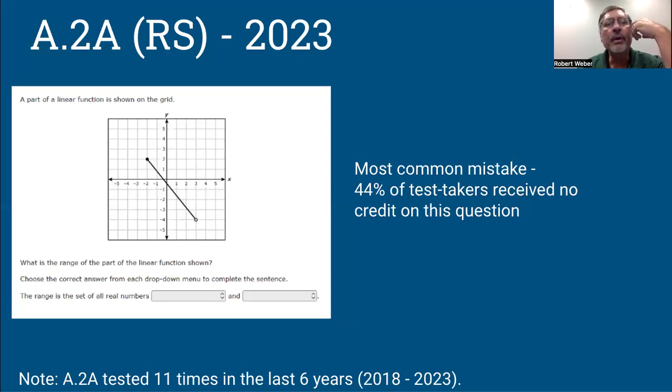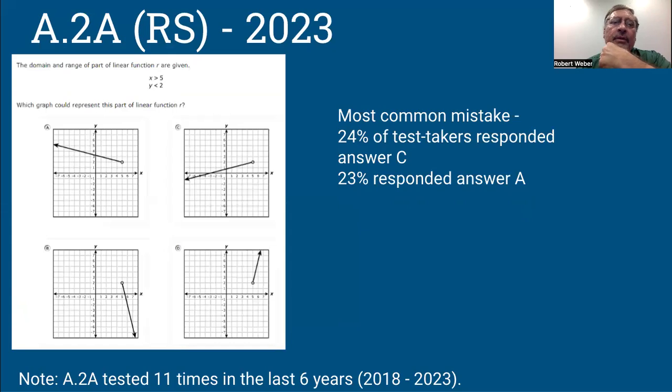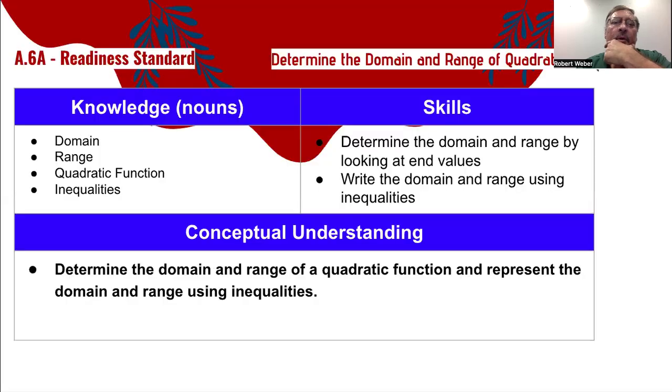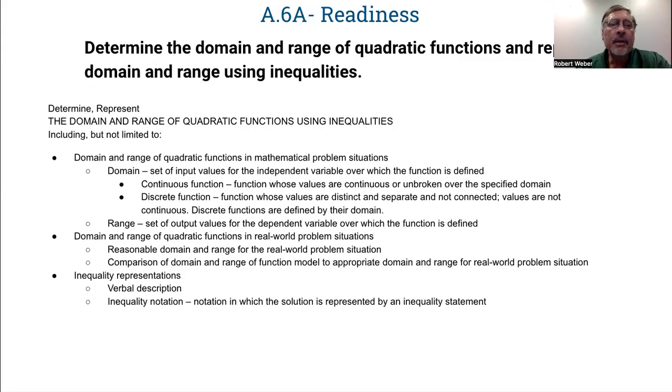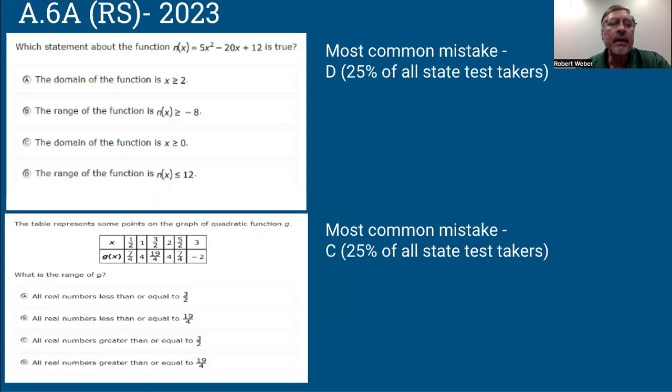So that's A2A. You can see some additional information there as far as breaking down the TEK. A2A was tested in 2023. It is one that is heavily tested, 11 times in the past 6 years. Again, I have not uploaded 2024 yet, but I will. You can see the second question from A2A that was also assessed. Going on to A6A, the same TEK, only this time we're talking about quadratic functions versus our linear. And again, some additional information on breaking down the TEK. The 2 most recent questions from 2023 as of this date.